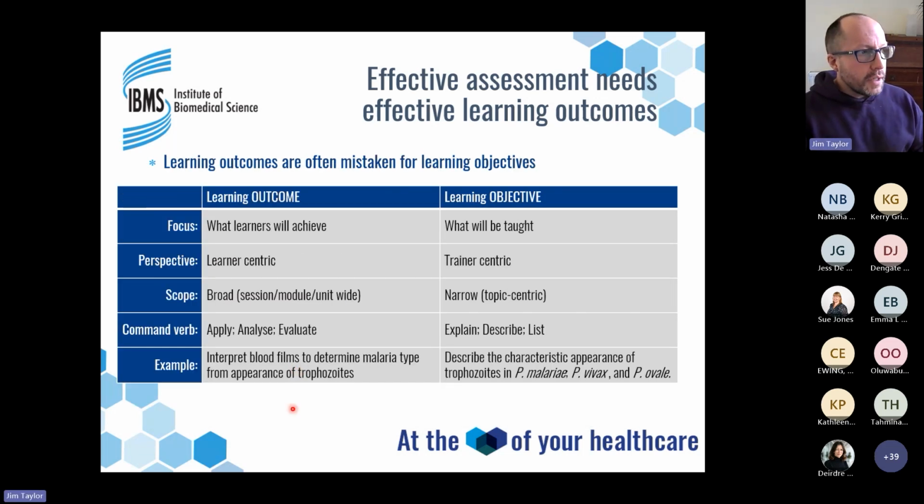I've said already that quite often what we see is that learning outcomes aren't learning outcomes at all. Often what we see are learning objectives, as we're looking at what other people do. So it's important to just highlight the difference. The key with a learning outcome is that it's learner-centric and focuses on what the learner will achieve. Whereas a learning objective is about what you as the trainer will deliver and how you will deliver it. So the focus of a learning objective is ever so slightly different to the focus for a learning outcome.